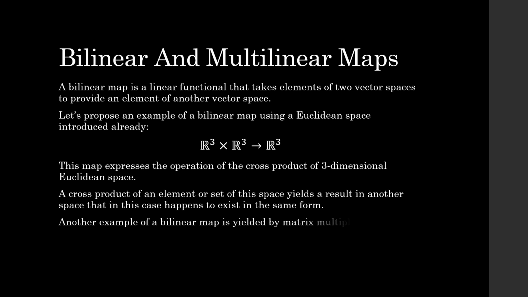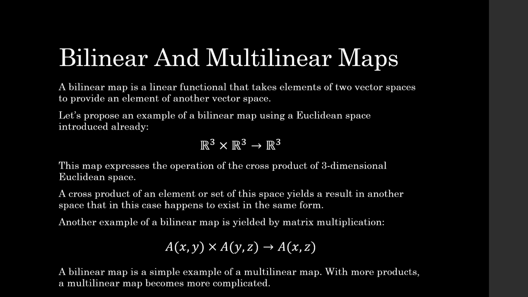Another example of a bilinear map is yielded by matrix multiplication. So A of x and y and its product with A of y and z maps to A of x and z. So a bilinear map is just a simple example of a multilinear map. With more products, a multilinear map becomes more complicated. So if we have a product of three Euclidean vector spaces, say R3 with R3 and R3, mapping to R3, we have what's called a trilinear map, and this continues to generalize to higher dimensions.